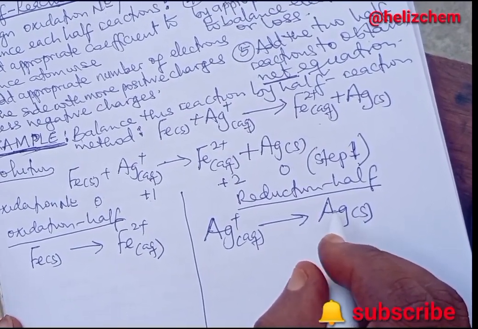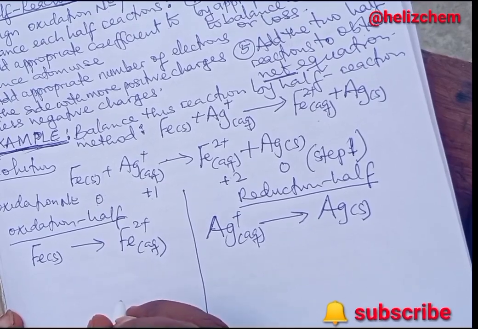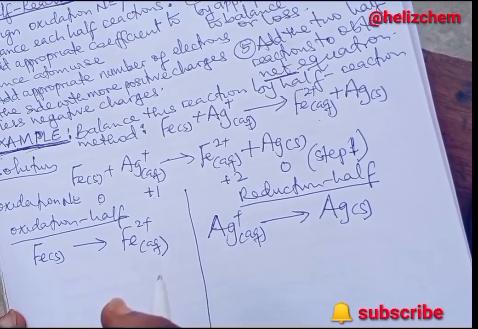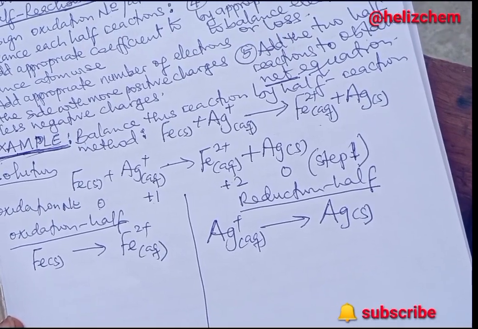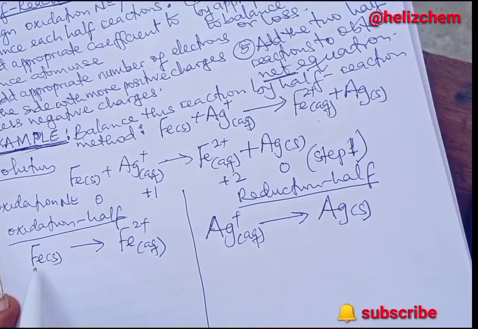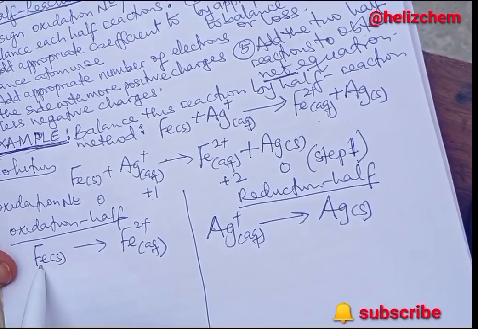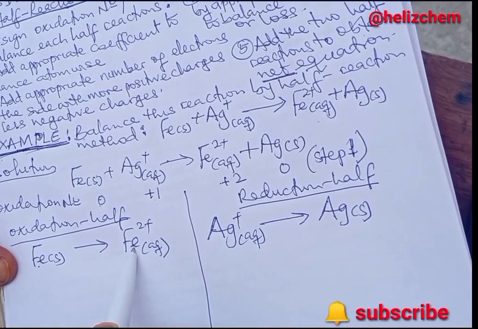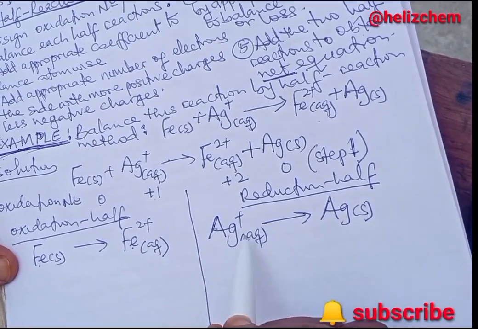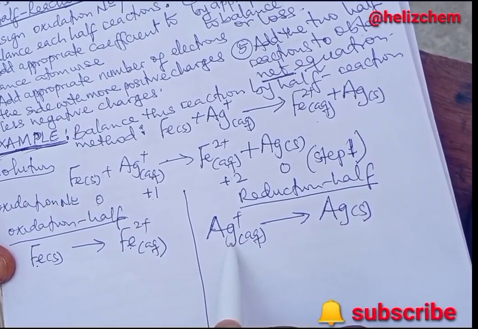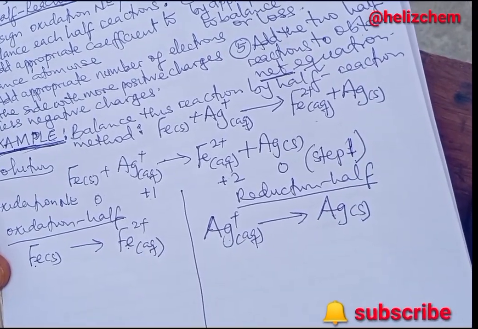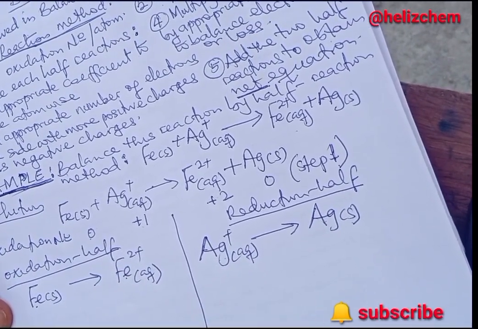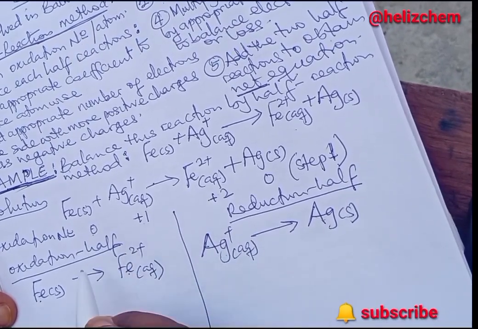Then step 3, balance each half reaction. We have to balance atom wise and electron wise. Let's look at the atom. Here, this is 1 atom of iron, this is 1 atom of iron. So we can see that is balanced. If you go to this side too, 1 atom of silver, 1 atom of silver. So we have done that. They are balanced.